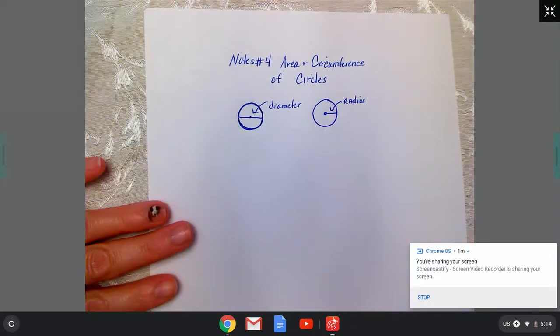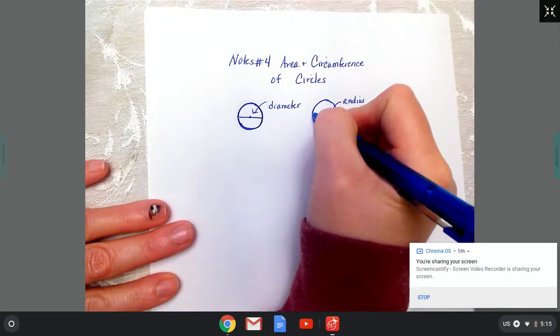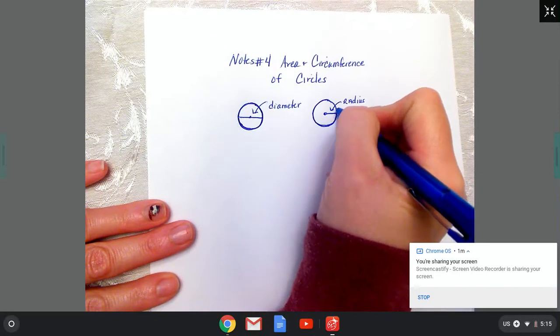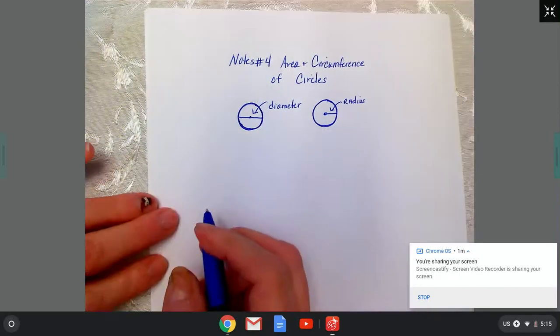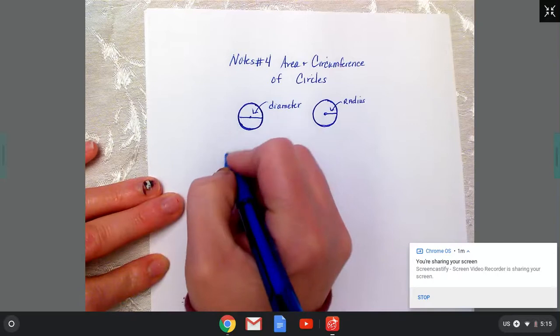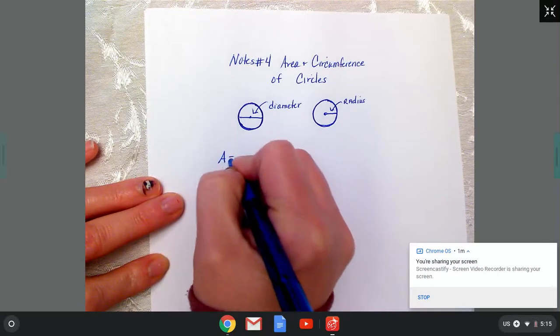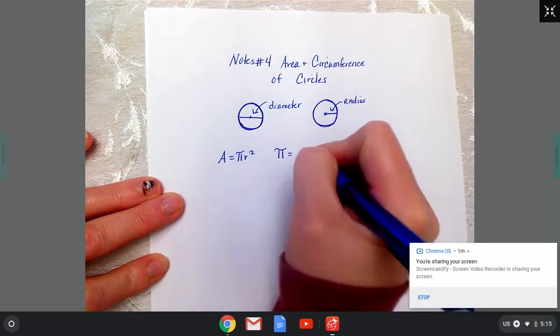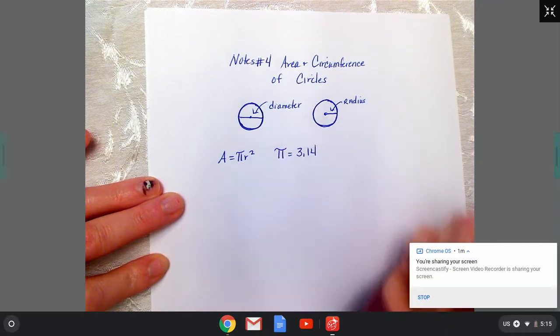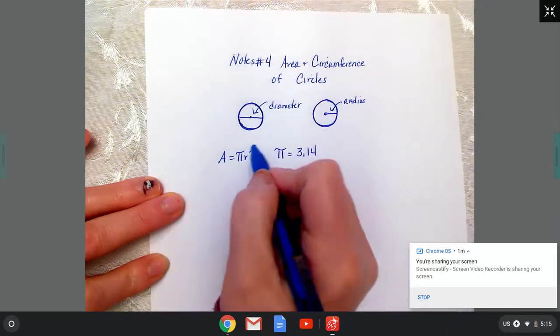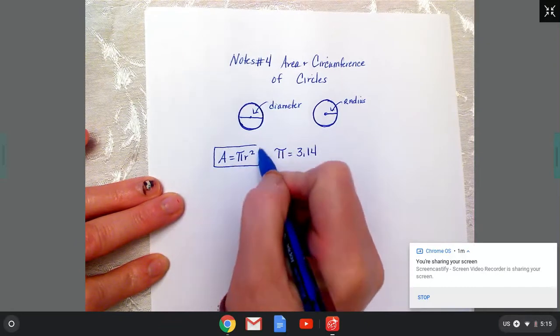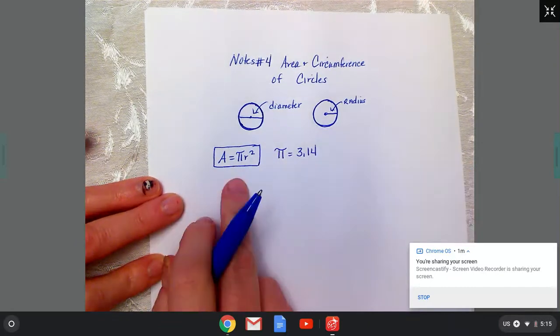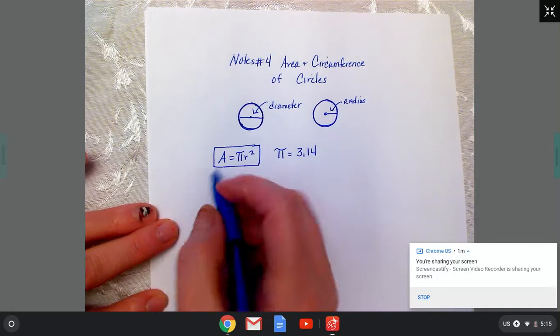So that would be the difference today. We'll look at how to find the area, what covers it, and then the distance around the circle, which is their circumference. We'll first start with area. The area formula for a circle is pi r squared. And for pi, we approximate that as 3.14. There's probably a button on Desmos for pi, so we can look for that too.